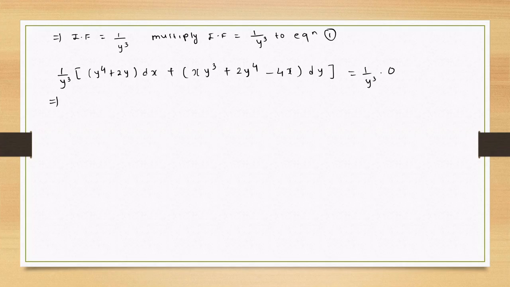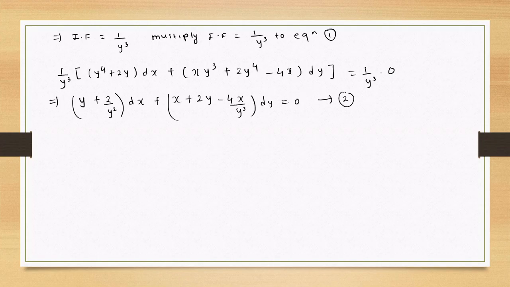If you multiply 1 upon y cube to all the terms, so it is y raised to 4 upon y cube, it is y, plus 2y upon y cube, it is 2 by y square, dx, plus xy cube upon y cube, the y cube cancels, so this is x, plus 2y raised to 4 upon y cube is 2y, minus 4x upon y cube, dy is equal to 0. We call it equation number 2.